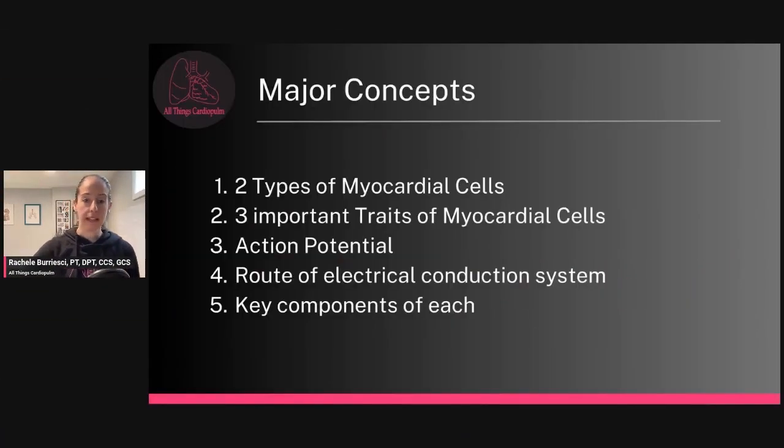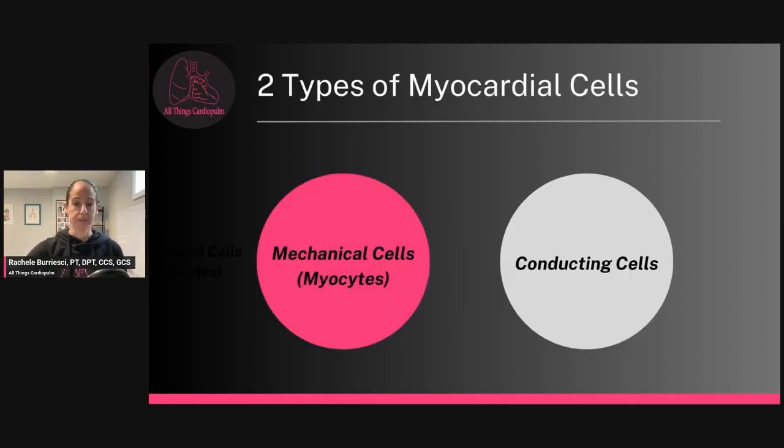So today we're going to be talking about the electrical conduction system, and we're going to be hitting on some major concepts. We're first going to talk about myocardial cells themselves and their important traits. We're going to hit action potential just a little bit, need to know facts, and then we're going to dive into the route of electrical conduction and some key components at each part of the pathway.